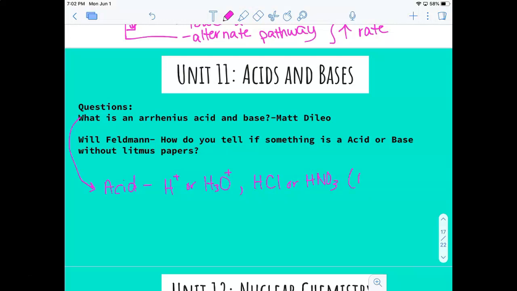I would never guess. I would always check Table K first. Table K has a whole list of acids. If something's on that table, it's definitely an acid, and then you don't have to worry about remembering definitions.